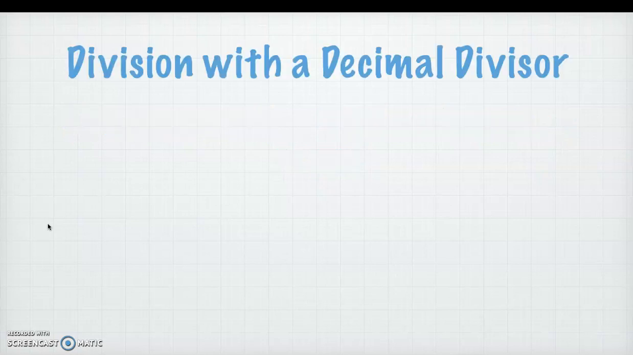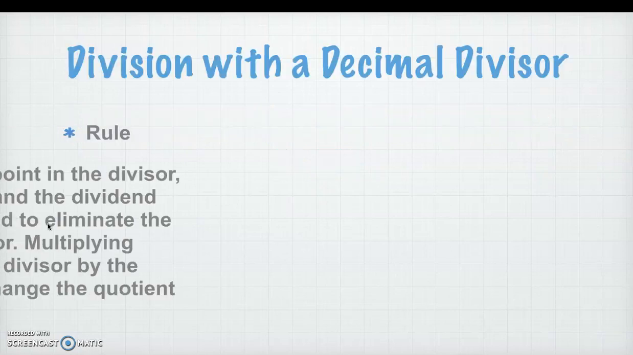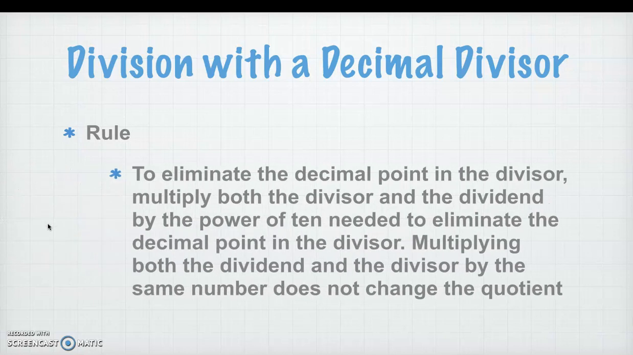So it's going to move on to our rule. Whenever we are dividing with a decimal divisor, it says to eliminate the decimal point. That means you don't want a decimal point in your divisor. Multiply both the divisor and the dividend by the power of 10 needed to eliminate the decimal point in the divisor. How are you going to eliminate that decimal point? Now you want your decimal point to be at the very end of your whole number, not at the beginning, but at the very end. That's how you are going to eliminate that decimal point.